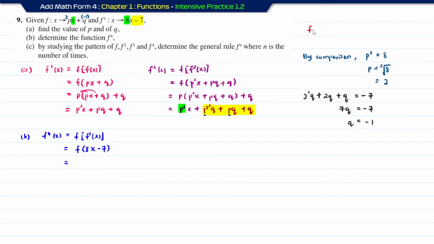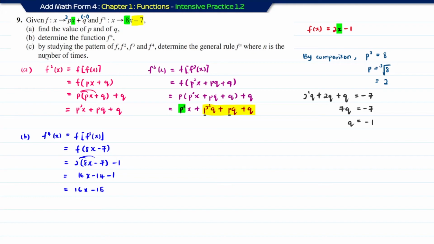So therefore, you're going to have f(x) equal to 2x minus 1. So this 8x minus 7, we're going to replace it at the x in our function f here. So 2 bracket 8x minus 7 minus 1. So expand this, you're going to have 16x minus 14 minus 1. So finally, you're going to have 16x minus 15. So that is for the f4.